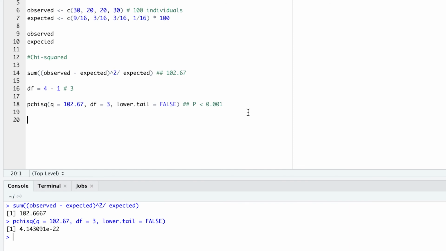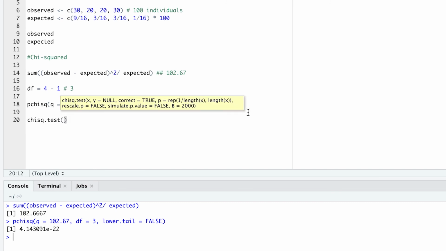We can also run the built-in R function for the chi-square, which is chisq.test. And we just need to add two things. We need to add our x, which is our observed, and we need to add our p, which here equals expected divided by 100. We divide by 100 because we just want the probabilities: the 9 over 16, 3 over 16, 3 over 16, and 1 over 16.